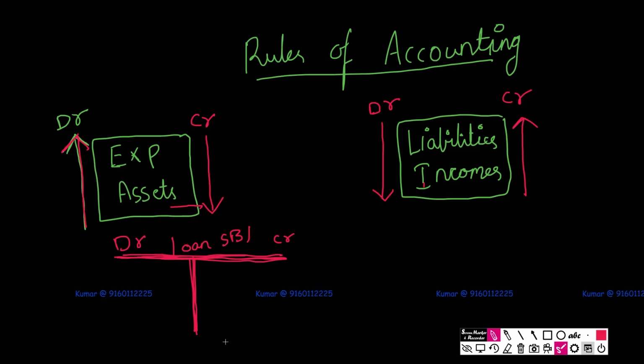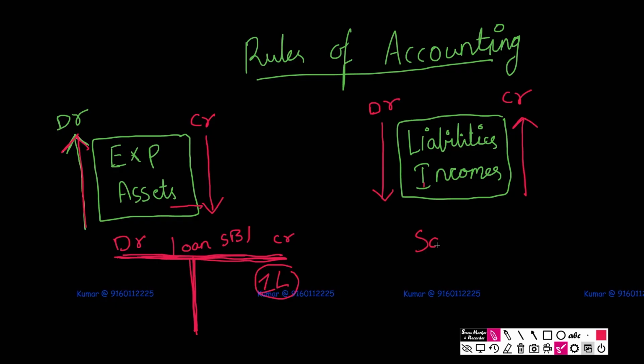So now tell me, when I took a loan from SBI, the liability is increasing. Tell me on which side I need to write. I took a loan of, for example, 10 lakhs. So in the SBI loan account, on which side do I need to write it? Hemant: credit side. So in the SBI loan account, on the credit side I need to write it.